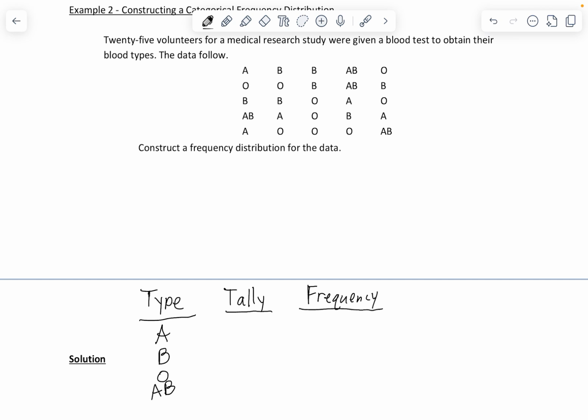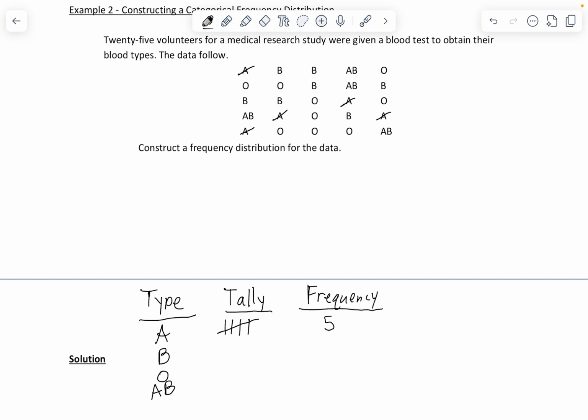Our goal in the frequency column is to figure out how many of the volunteers were type A, how many were type B, how many were type O, and how many were type AB. Tallying these values can help us figure that out. So let's start with A. We'll go row by row. Every time we see an A, I'm going to cross it out and put a tally. Go down here, there's the next one, cross it out, put a tally, and so on. So that would be a frequency of 5, which we'll put in the frequency column there.